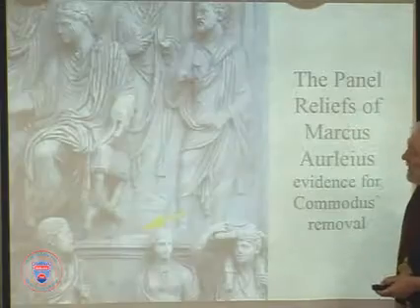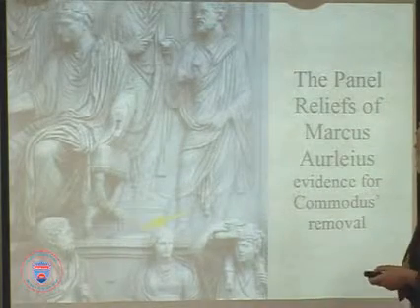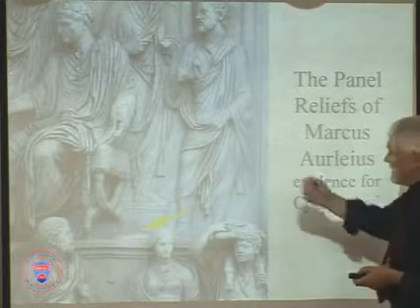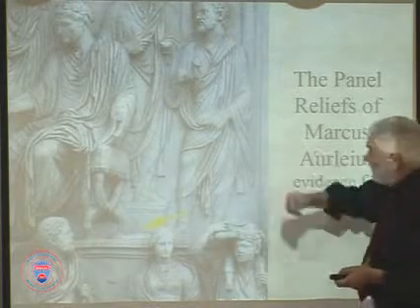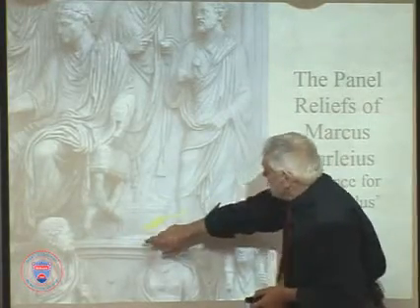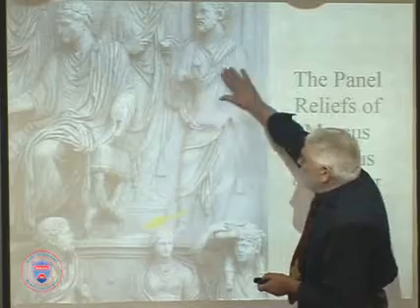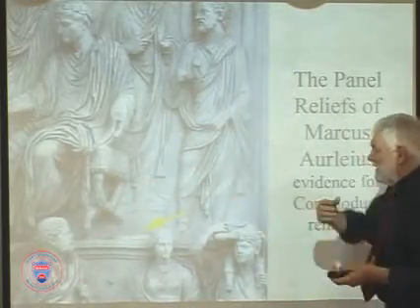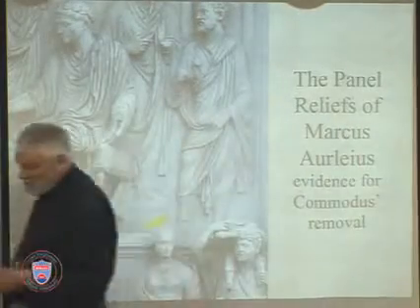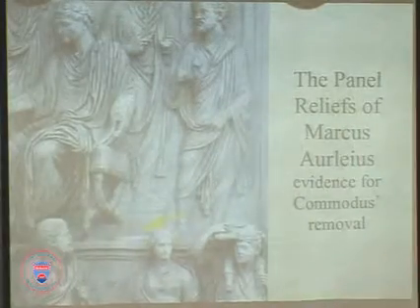And in addition to that, of course, we have the removal of Commodus from the panel reliefs of Marcus Aurelius, from the chariot and from the Libertas scene. You can just see his foot. You can see how all of this has been recarved. The historical evidence is that he was actually present on that occasion in 177 as well.